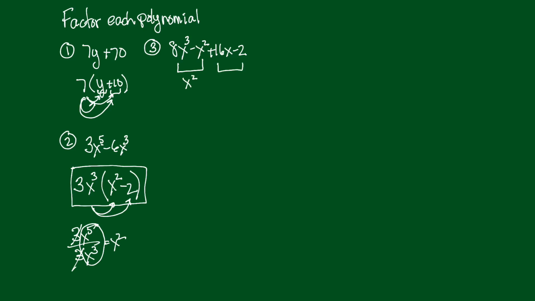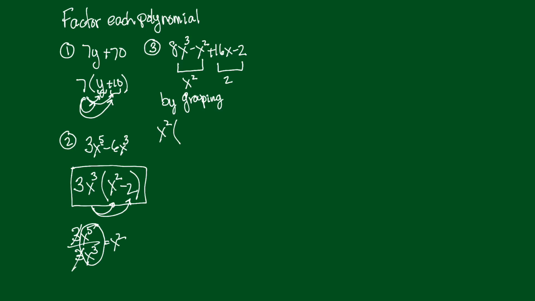And what about these 2? Well, between 16 and 2, there's a 2 common, right? 2 goes into both of those. So what I'm going to do is factor by grouping. So this is by grouping. I'm going to group together the first 2 and the second 2. So out of the first 2, I'm going to take out an x squared.